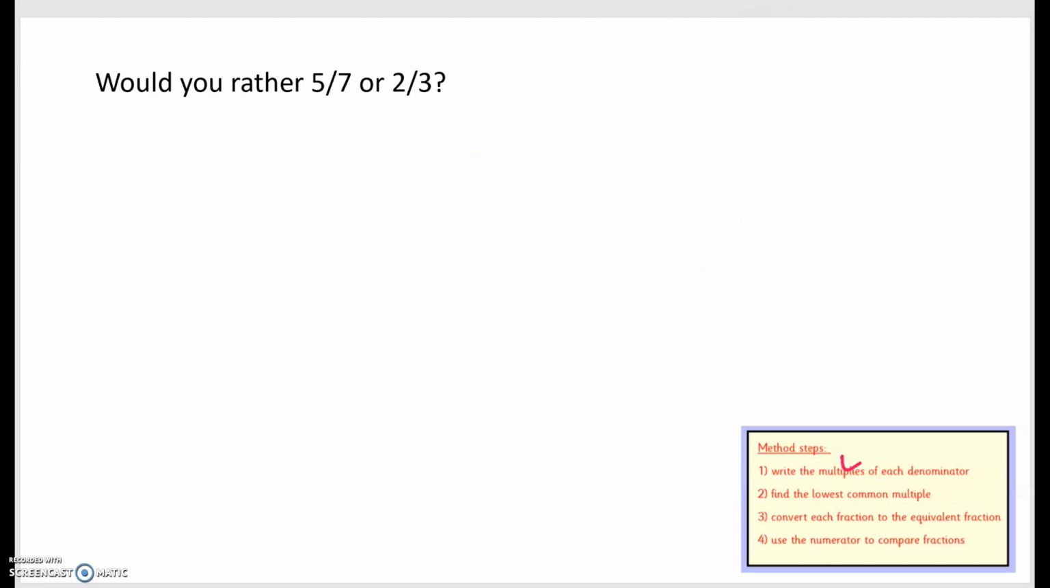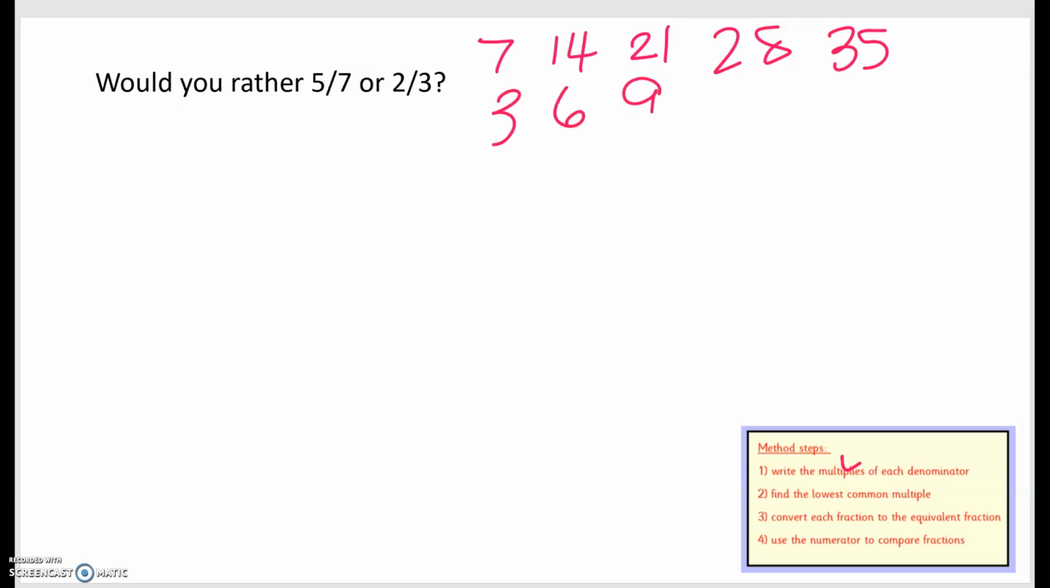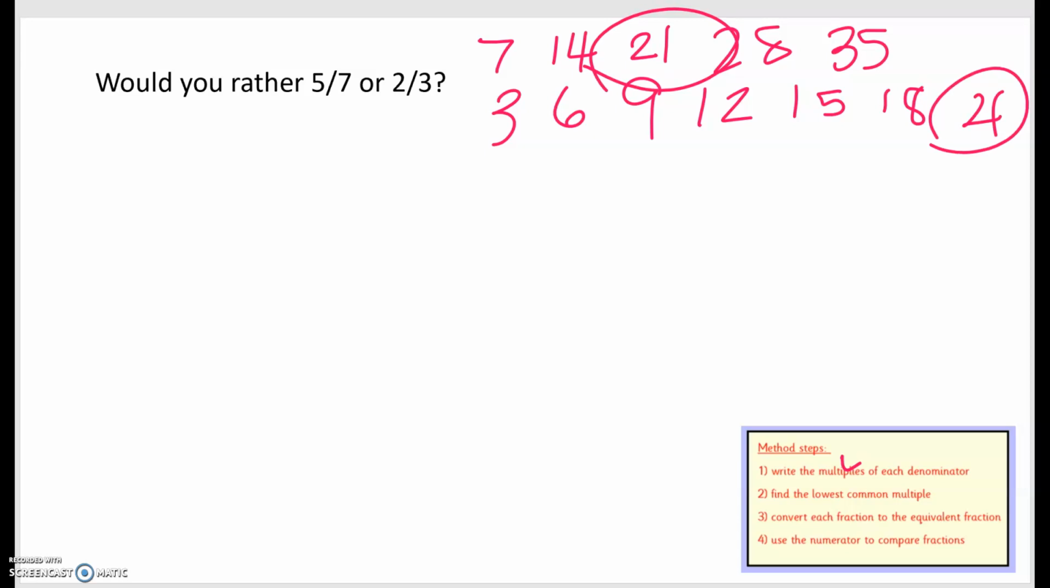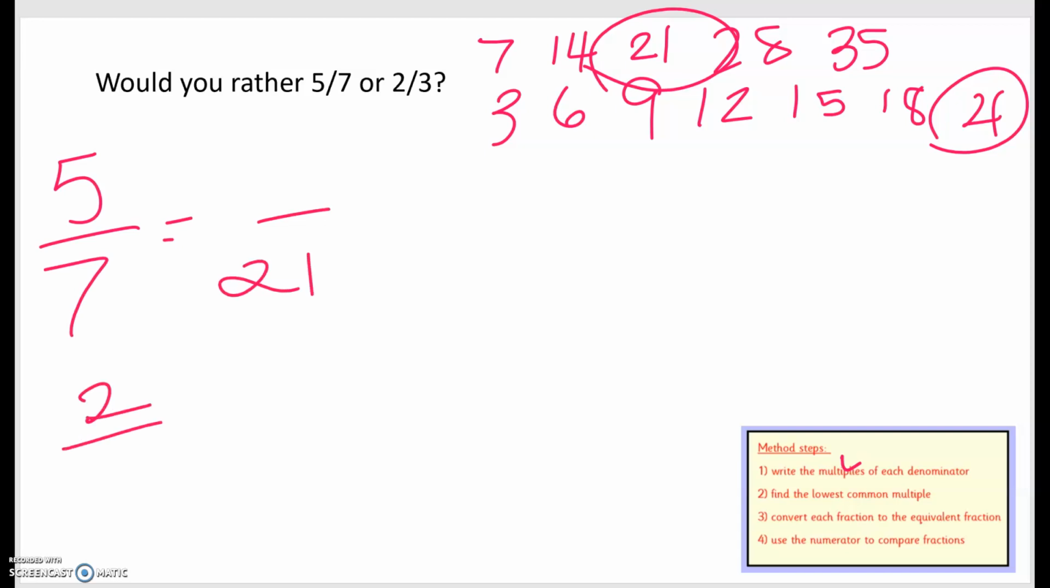So exact same thing, starting by writing the multiples. I've got 7, 14, 21, 28, 35. Same for 3s: 3, 6, 9, 12, oh not 18, dear me, 15, 18, 21. And I can see straight away that 21 is going to be my lowest common multiple. So 5/7 into 21ths and 2/3 into 21ths.